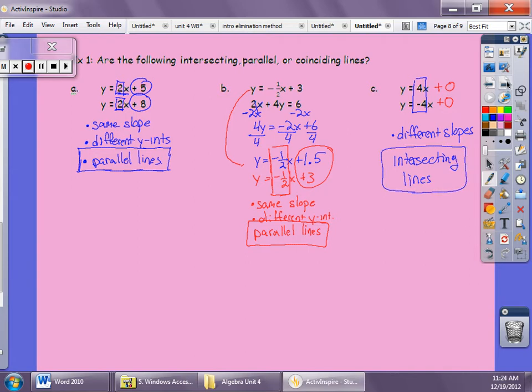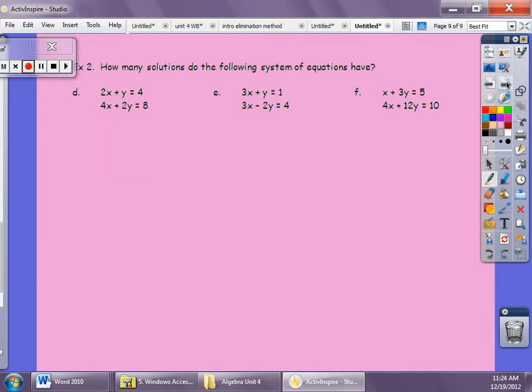And if we look at example 2, now it says how many solutions do the following systems of equations have? So there's two ways we can do this. We can write them in slope-intercept form and then determine if they're parallel lines, coinciding lines, or intersecting lines. But there's an easier way to do this. Now, if we notice, these are lined up, they're written in standard form. So we have our x's lined up, our y's lined up, and then our numbers.